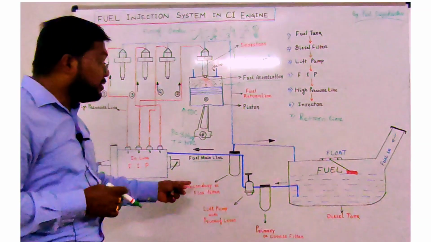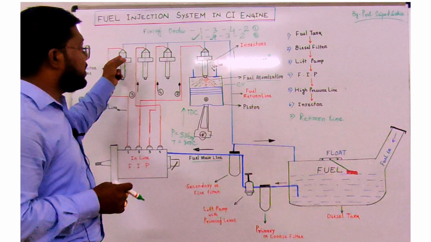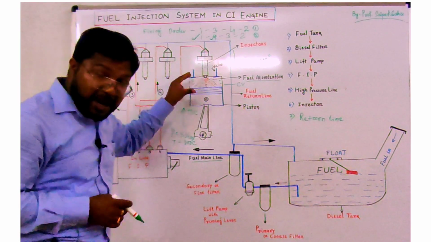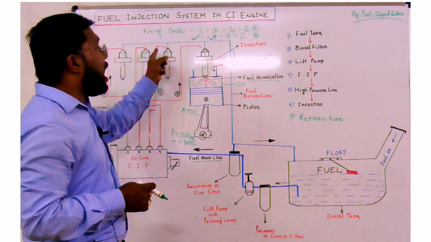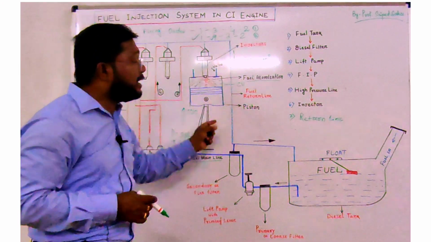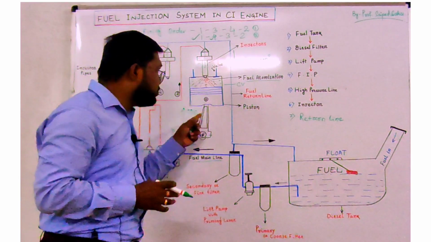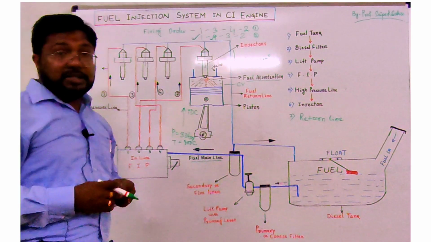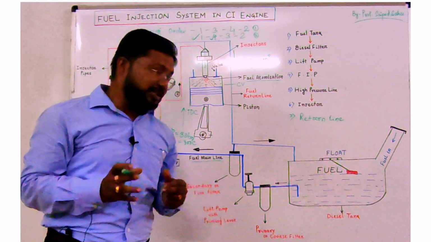So it is all about, in a simple manner, how this diesel fuel goes from the fuel tank to the filter, then the FIP, then the injectors, and how it is sprayed into the engine cylinder, and after that how it is connected to the return line and comes back to the diesel tank. We have discussed how the higher pressure is helpful for complete combustion in the case of a CI engine.